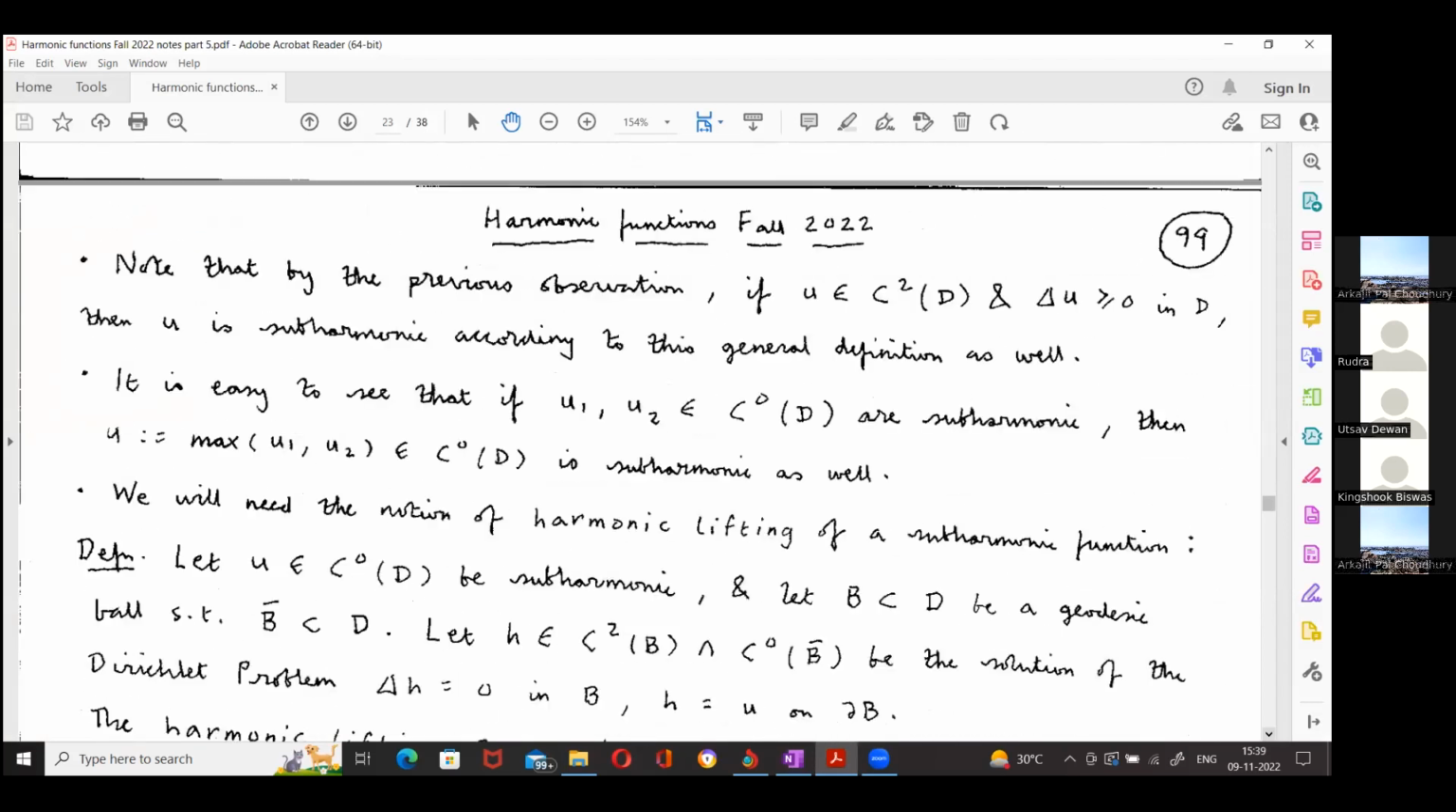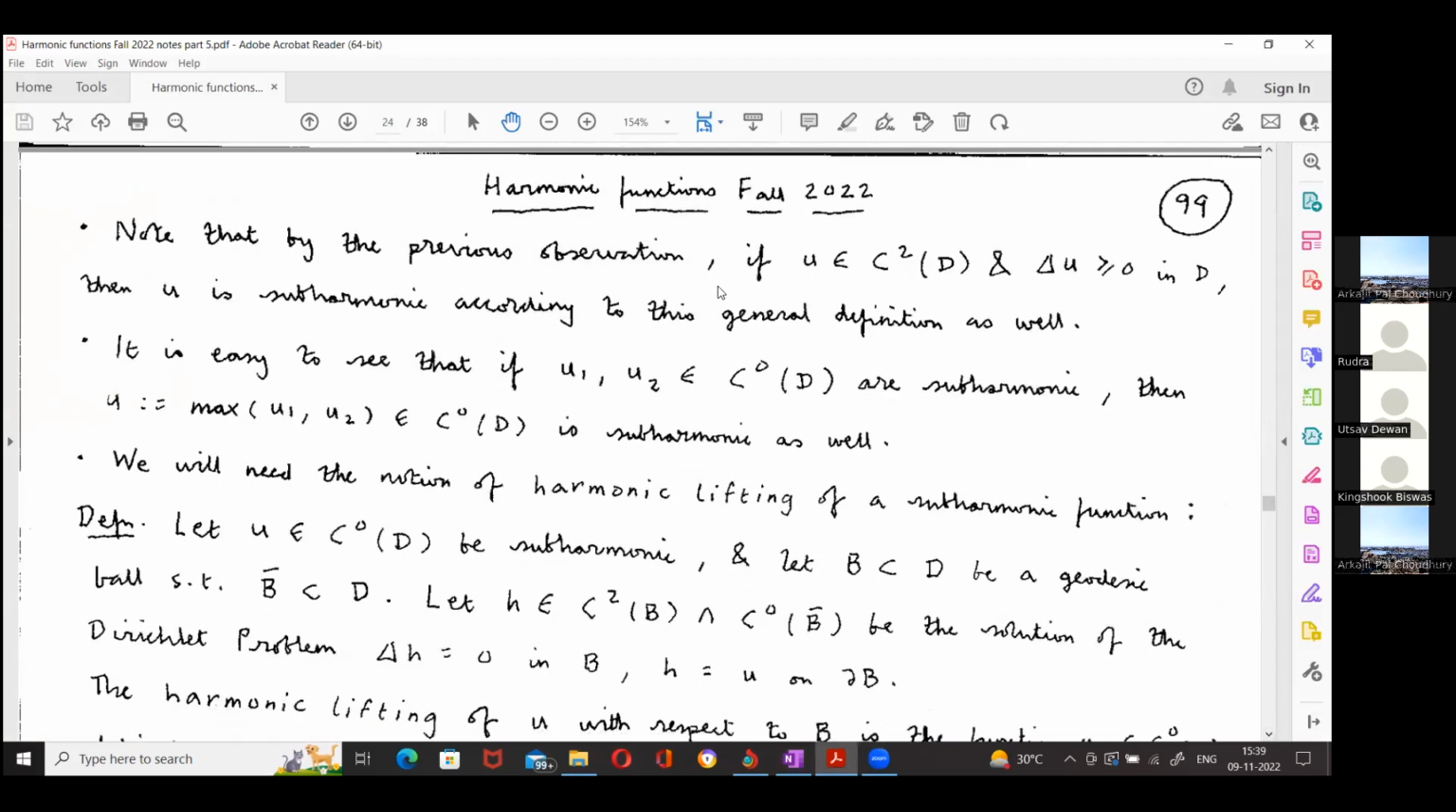Notice that we've already shown that if U is C2 and Laplacian U is greater than or equal to 0, then U satisfies this new definition of subharmonic. And as I just remarked, if U1, U2 are continuous subharmonic functions, then the max of U1, U2 is also continuous and subharmonic. Now, as I was saying a couple of classes ago, for the Perron method, we will need the notion of harmonic lifting of a subharmonic function.